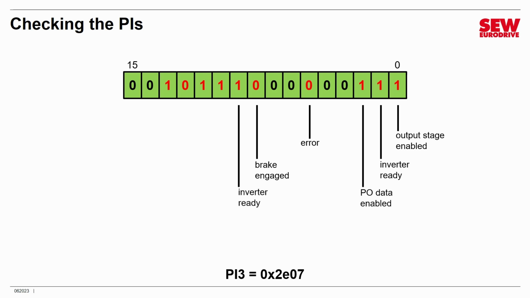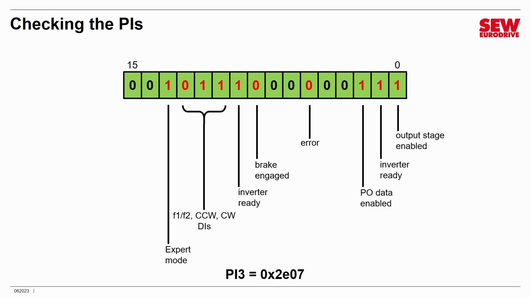We have a duplicate inverter ready bit, which is confirming, unsurprisingly, that the inverter is ready. Then these 3 bits indicate the state of the 3 digital inputs on the MOVIMOT. And since we have jumpered counterclockwise and clockwise, so we get bidirectional operation in field bus mode, it's not surprising we see 2 1s there. But the F1, F2 input is connected to nothing, so it's showing as 0. And then finally, this last bit here indicates that we're in expert mode.